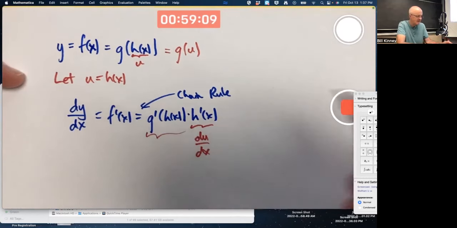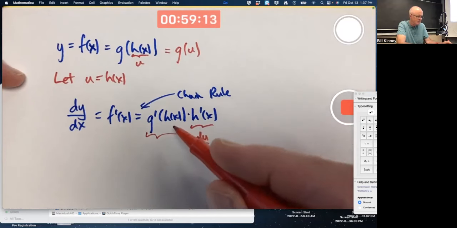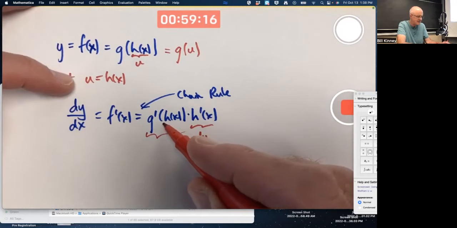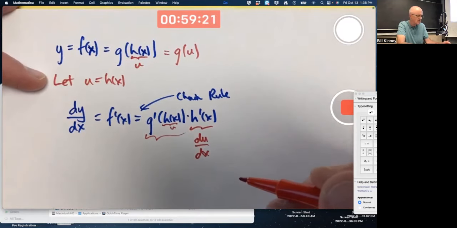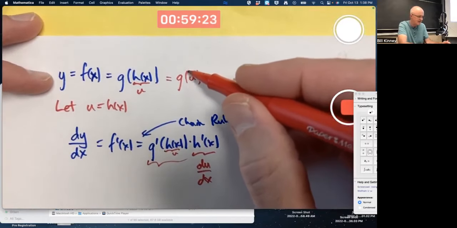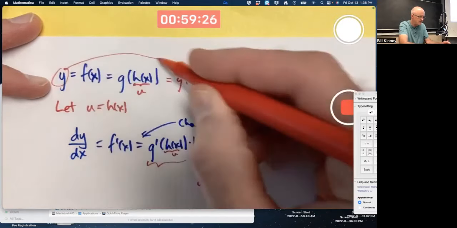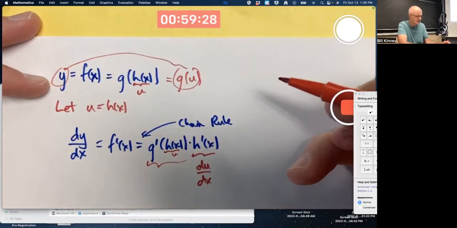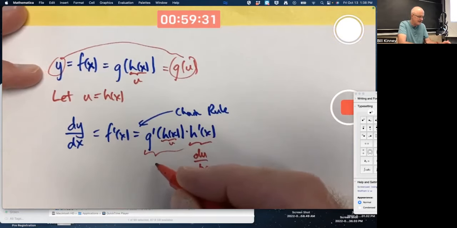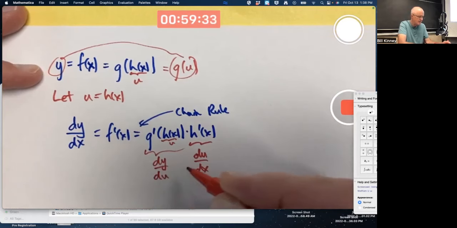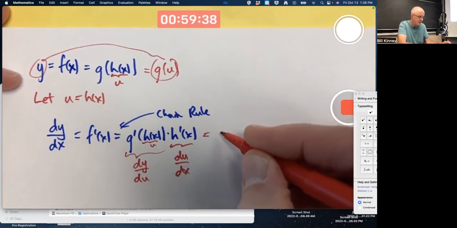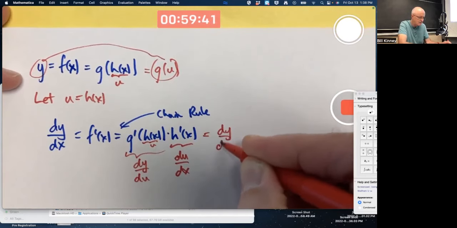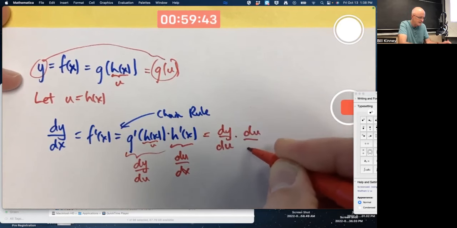What about this thing, g prime of h of x? Wait a minute, h of x is u, so this is the same as g prime of u. Go back up here and just think about the fact that y also equals g of u. This could be represented as dy du. So with Leibniz notation, the chain rule becomes dy du times du dx.